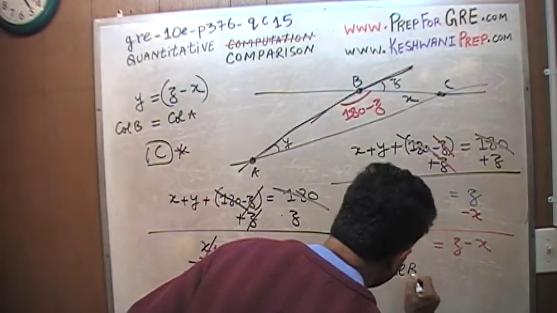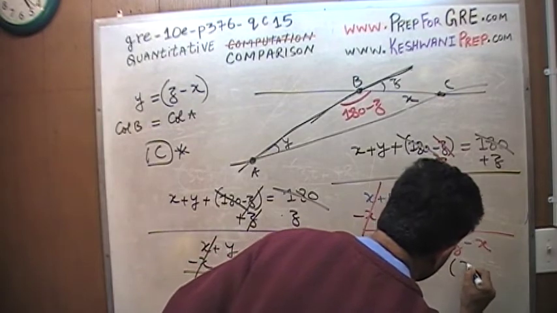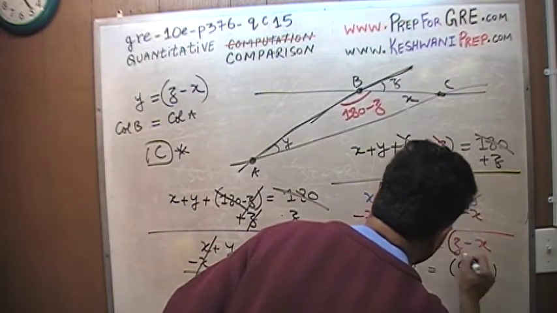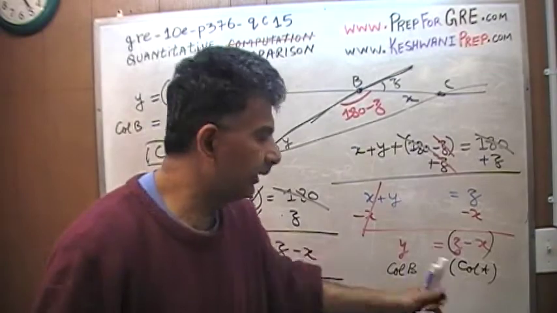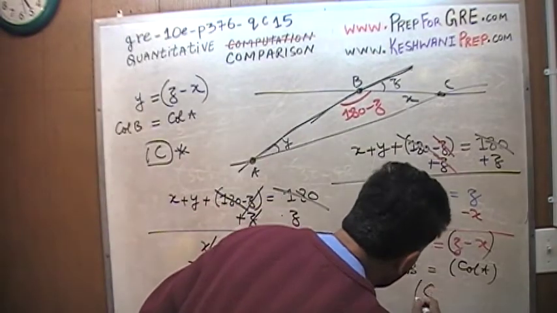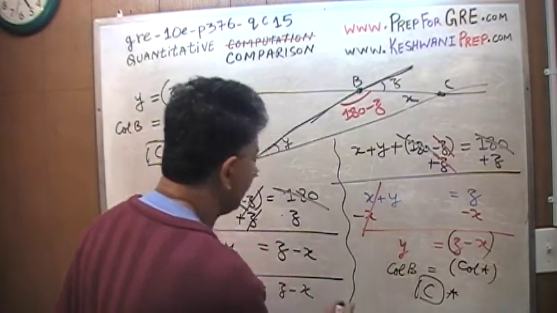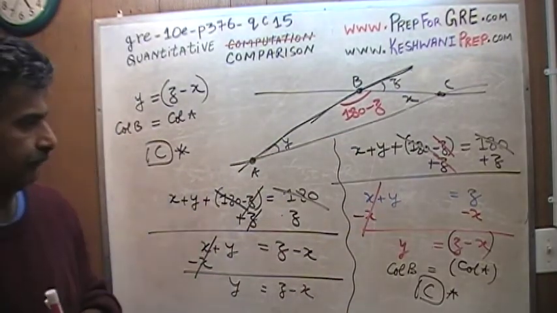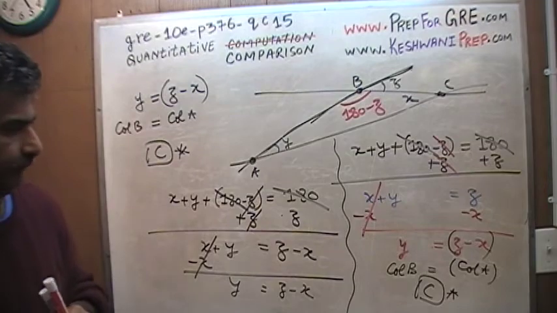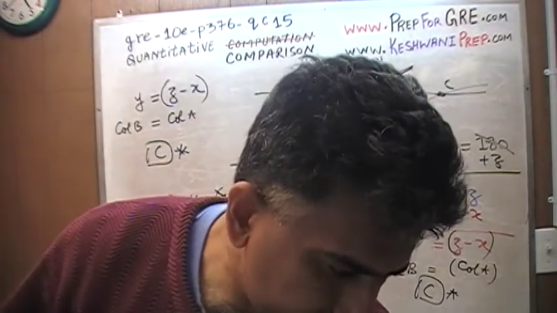This is our column B. This is our column A, right here. Column B equals column A, therefore the answer is C. Et voila, that's it. So here's the same problem done one more time. It's the exact same thing. Okay, I hope you found it helpful.